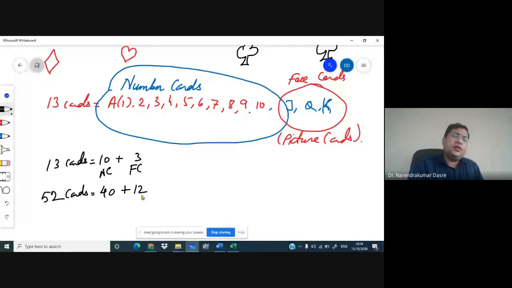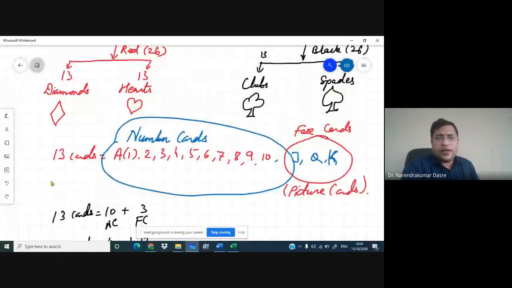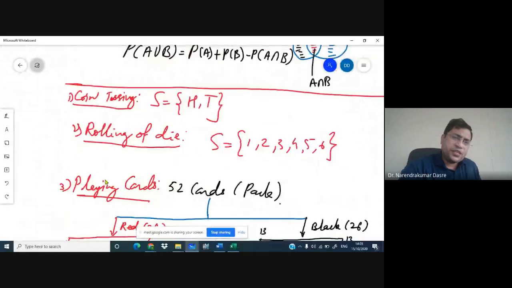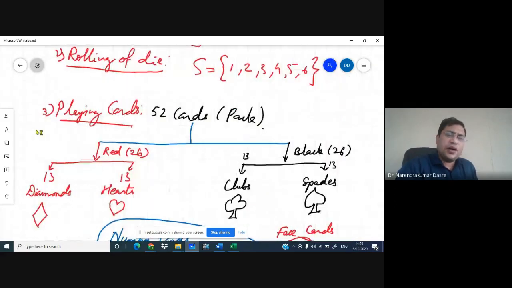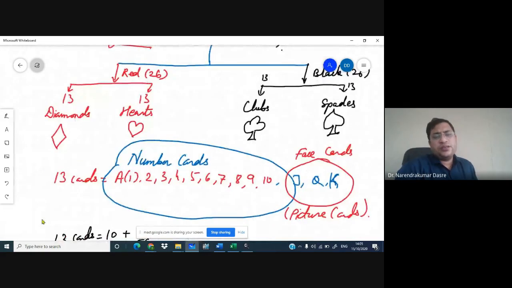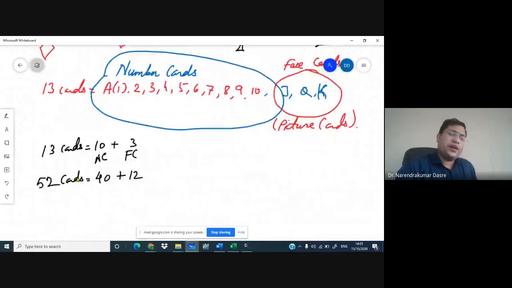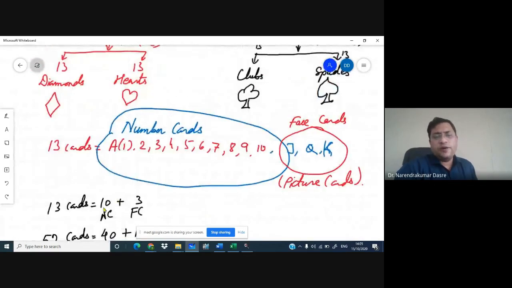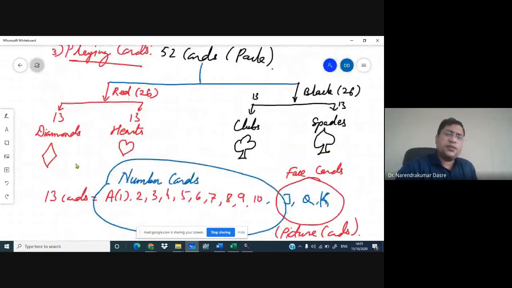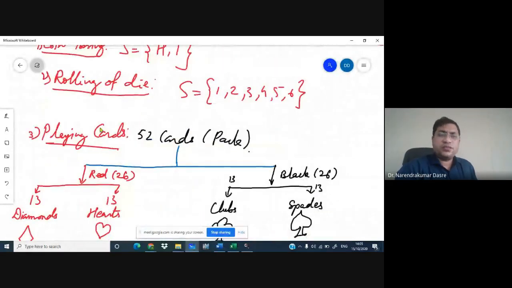So these are the basics of understanding these three random experiments. In coin tossing, we have head and tail. We can toss one coin, two coins, three coins, and accordingly we can write the sample space. We can roll one die, two dice, and three dice, and accordingly we can write the sample space. In playing cards, we have 52 cards, and then we can have different combinations. We may have color combinations, or face and number card combinations.